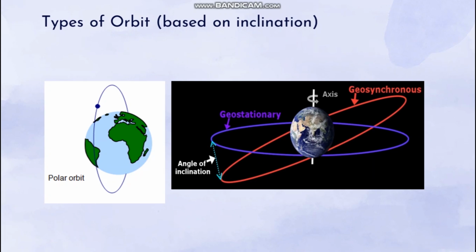And the image on your right shows geosynchronous and geostationary orbits. As we have discussed, geosynchronous always makes some angle with the geostationary orbit, and we can say geostationary orbit is a special kind of geosynchronous orbit.